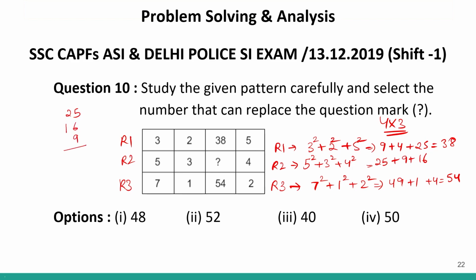16 plus 9 is 25. So 25 plus 25 is 50. So here the missing term is 50. Here we'll get 50, which is option number 4. So option number 4 is the correct answer to question 10.